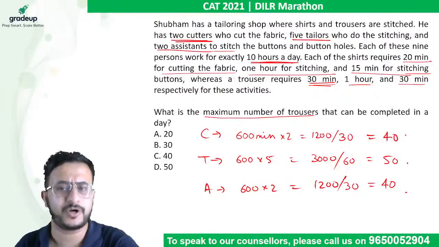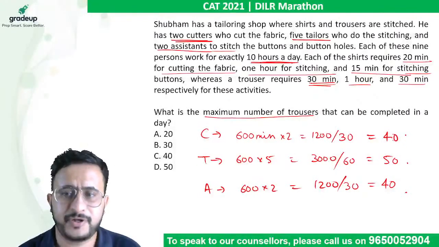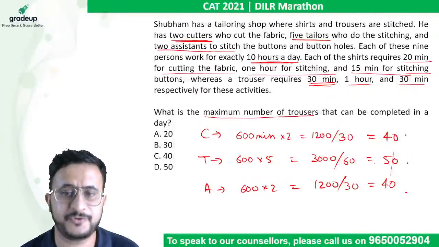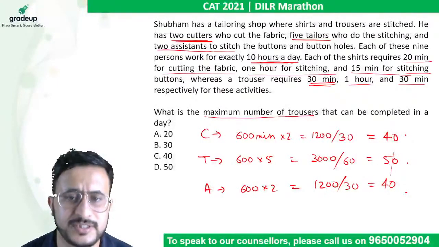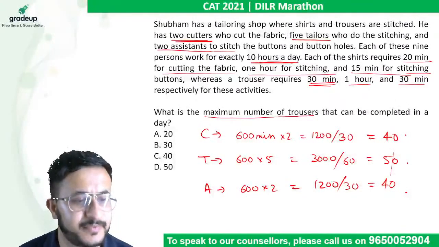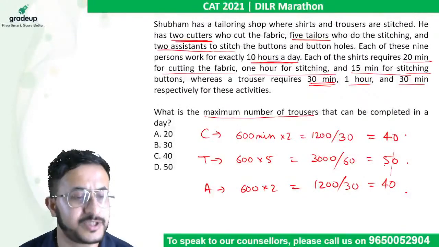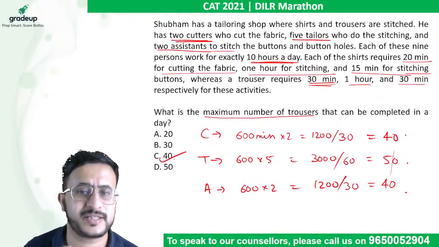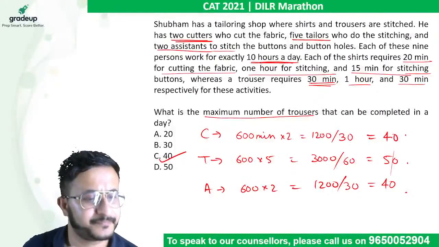I'll pick 40 because in 40 trousers, all the activities can be completed. In 50 trousers, these activities are not complete. So you will take the minimum of these, which is 40. So in 40 trousers, you can complete all three activities. Hence, maximum 40 trousers can be completed in a day.